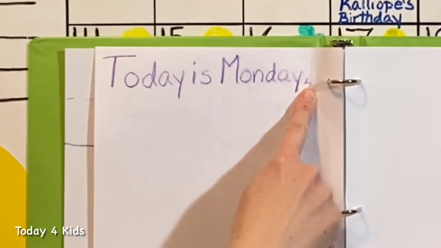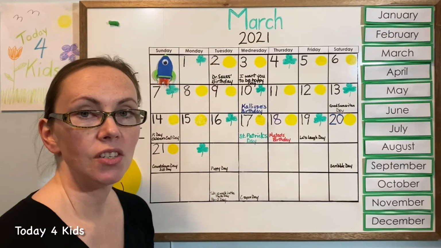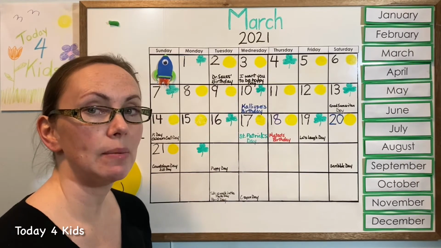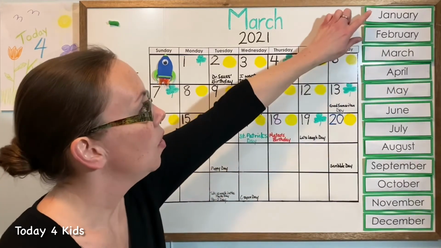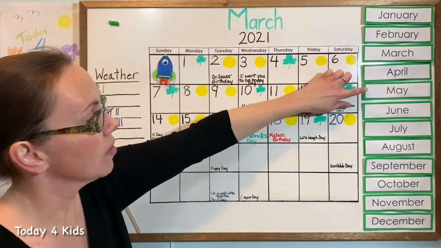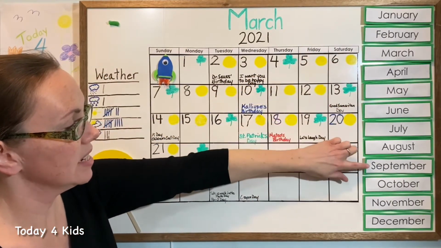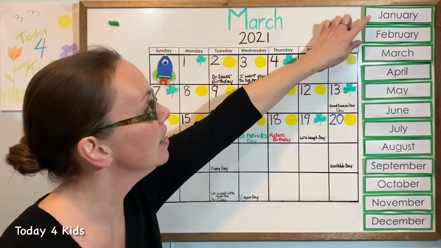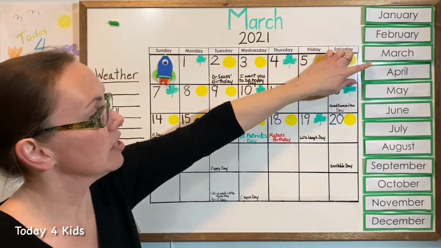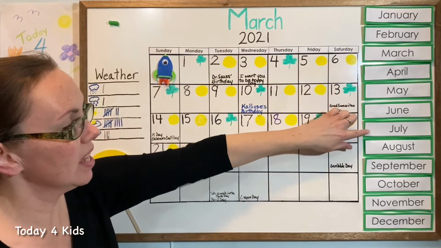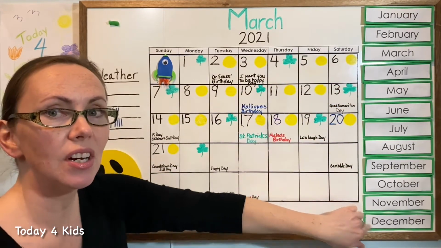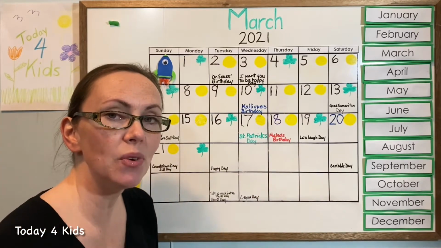And the next word is going to be our month. Do you remember how many months there are in the year? Let's count them up and say their names together. Are you ready? 1, 2, 3, 4, 5, 6, 7, 8, 9, 10, 11, 12. 12 months in the year. January, February, March, and April, May, June, July, August, September, October, November, December. Good job.